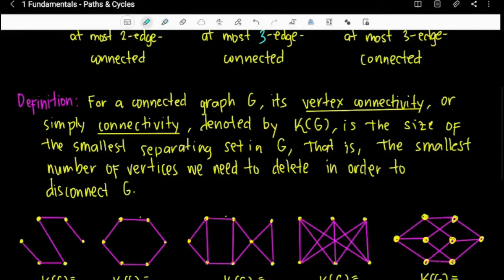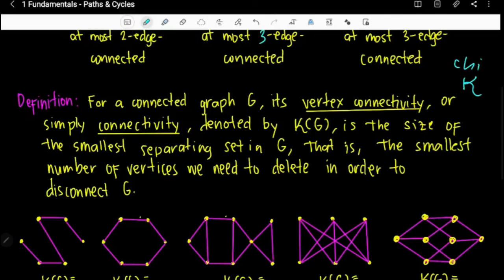For a connected graph G, its vertex connectivity. So this time, ang sinusukat naman natin is the connectivity of the vertices. Kanina, ang sinusukat natin is connectivity ng edges. So this time, how is the graph connected from the point of view of the vertex? So it's vertex connectivity or simply connectivity, denoted by chi of G. That's a Greek letter chi, parang X. C-H-I. Chi.